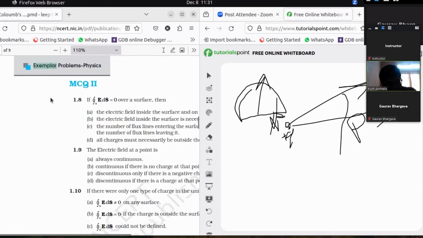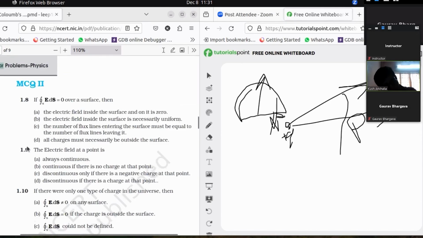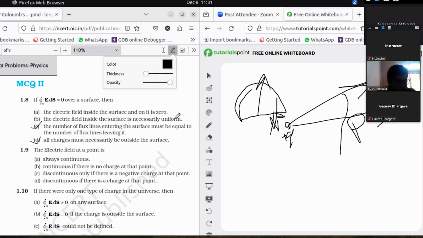Okay, I think it is necessary that the number of flux entering must be equal to the number of flux leaving, and this is also true. So it has more than one correct. This I'm definitely sure of. Okay, we have the option of writing here also. We can say C is correct, D is correct. Electric field inside the surface is itself 0. We can say this, but it is a conditional statement, so I am not very sure about this. It will depend on two situations.